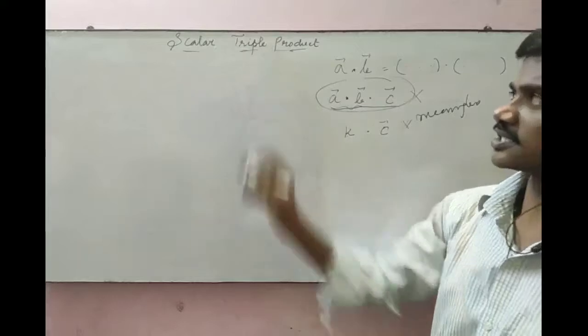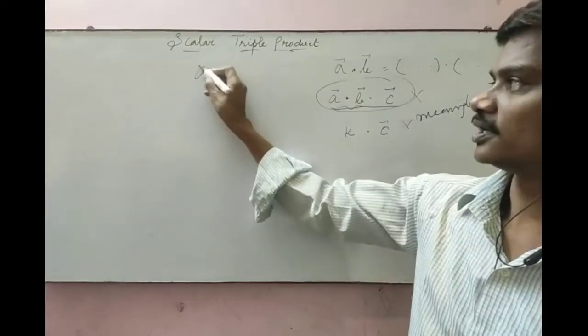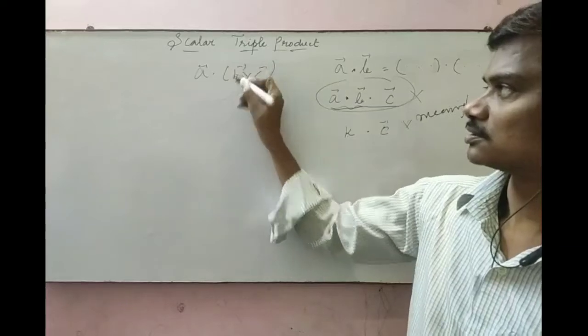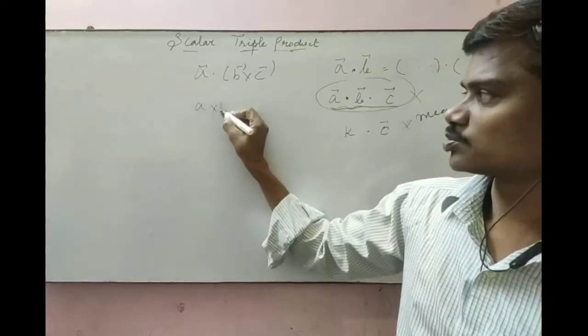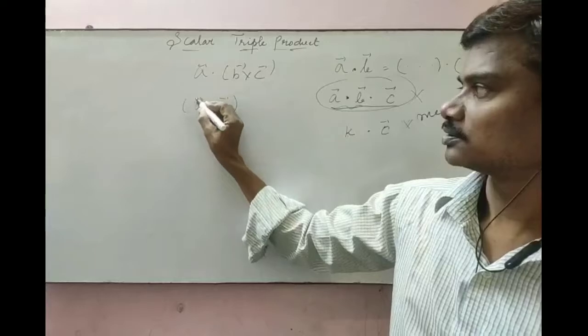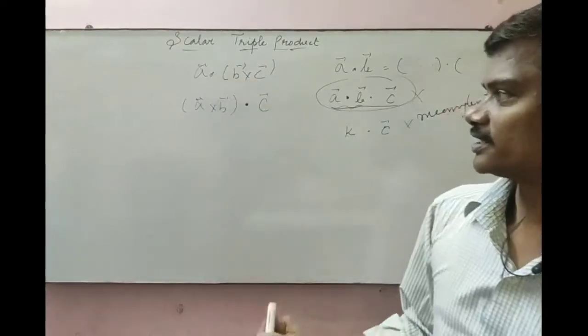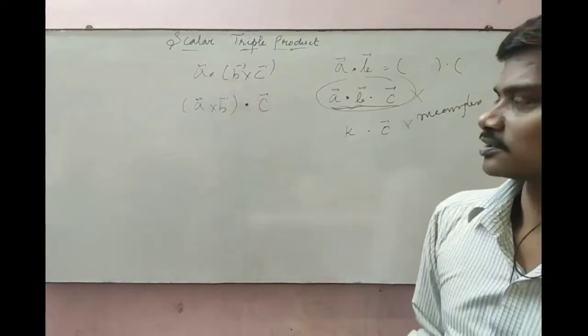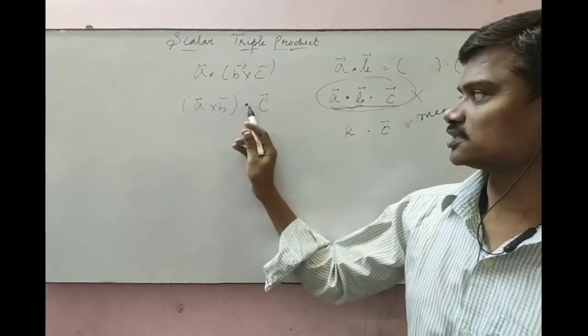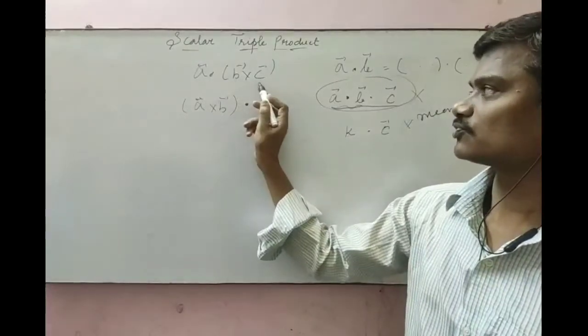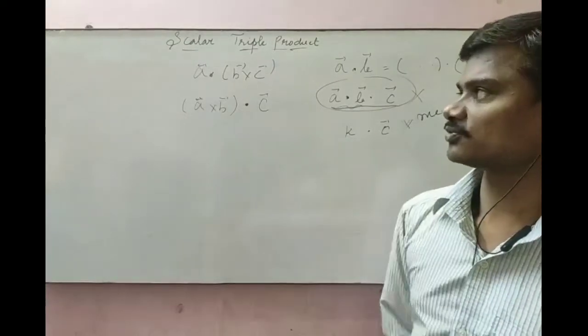So how do we write this scalar triple product? A dot B cross C, or A cross B dot C. So this is the way of writing the scalar triple product. Cross product of two vectors, then dot product of the third vector. Here also, cross product of two vectors, then you have to take the dot product of the third vector.